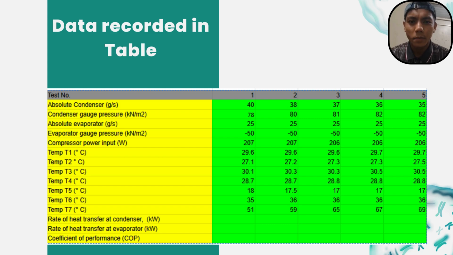My name is Mohamad Hanis and I will present about data and calculation. During the experiment, there were some parameters that were recorded to justify the experiment, as we can see in the table given in the slide. For the rate of heat transfer at the condenser and evaporator, then the coefficient of performance COP, we need to calculate by using formulas.